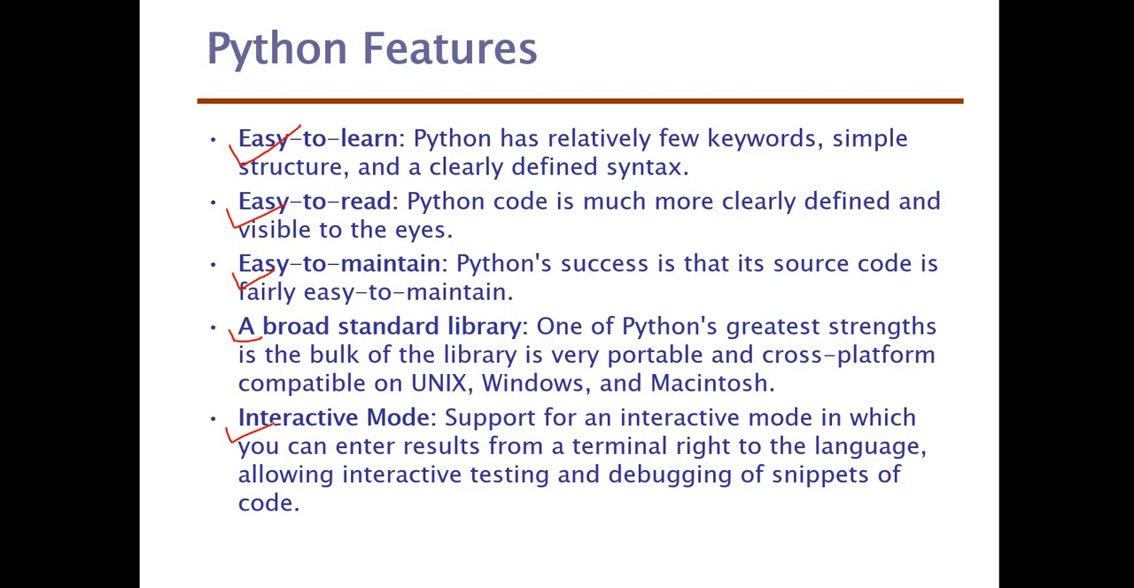Python code is clearly defined and visible to everyone. Python's success is that its code is fairly easy to maintain, and there are many libraries. As we can see, the Python libraries are the actual strength of Python. And last, there is support for an interactive mode in which we can enter results from a terminal right into the language, allowing many debugging options during execution.